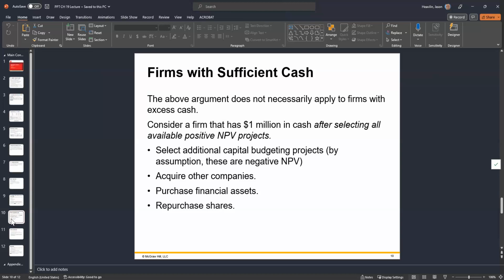Acquire other companies. That's another possibility to use that money with. Purchase financial assets, repurchase shares. There would be other options like lowering debt and, again, cash dividends. But the point is that, believe it or not, having a lot of cash sitting around can be problematic for a company in deciding which route gives the most value.